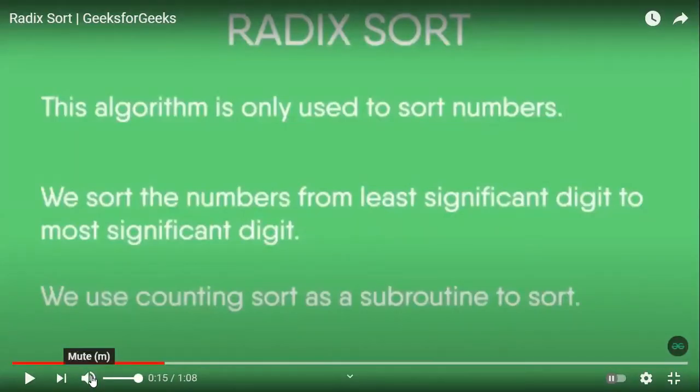So this algorithm is used to sort the numbers. It is a non-comparison based sorting. We sort the numbers starting from the least significant bit to most significant digit of the number, and we use counting sort as subroutine to sort.